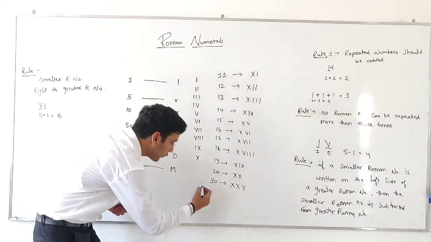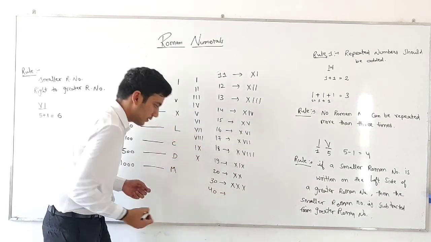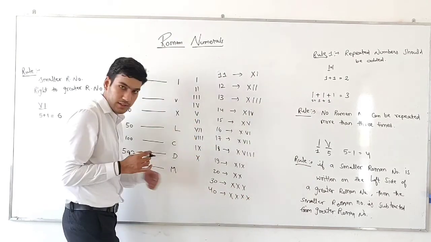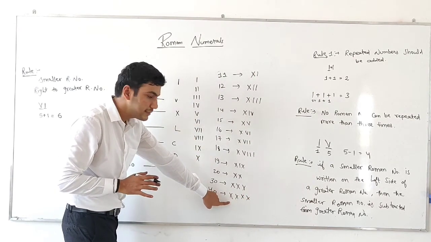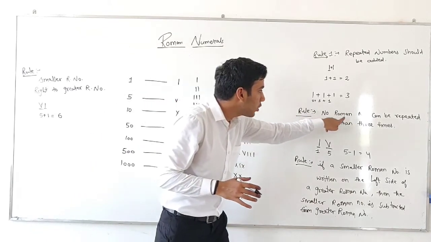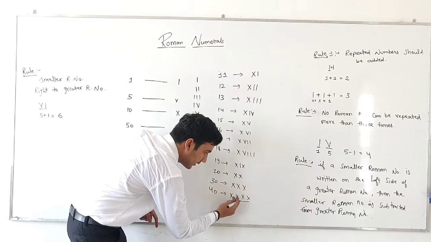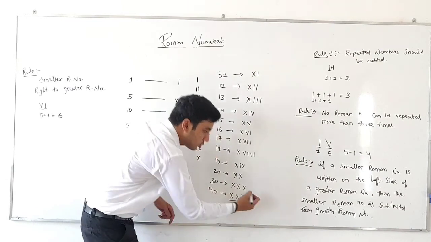Next, what is the Roman symbol for 40? Then 10, 10, 10, 10. Is this right? No, this is wrong. Why? Because no Roman number can be repeated more than 3 times. So here there are 4 times, so this is wrong.